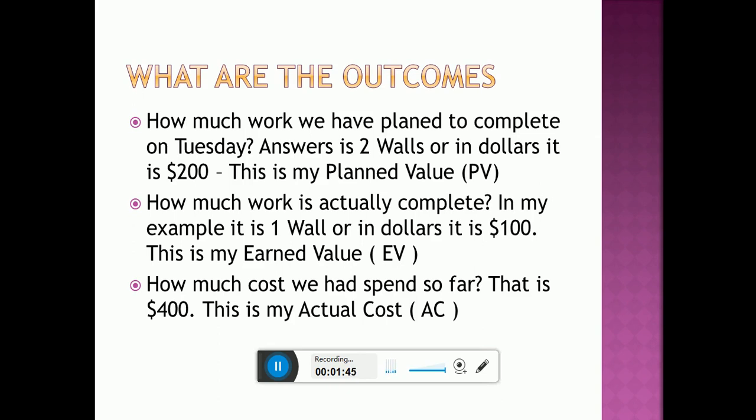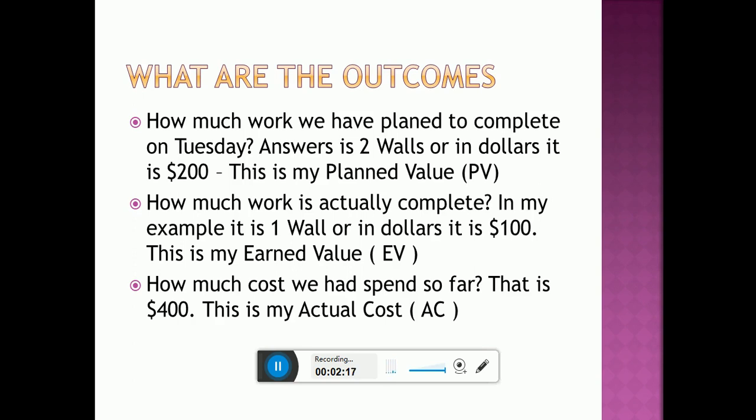The first one is how much work I have planned to complete till Tuesday. I planned to build at least 2 walls till Tuesday. That is my planned value. If I compare it in terms of dollars, that is $100 for Monday and $100 for Tuesday, a total of $200, so my planned value is $200.